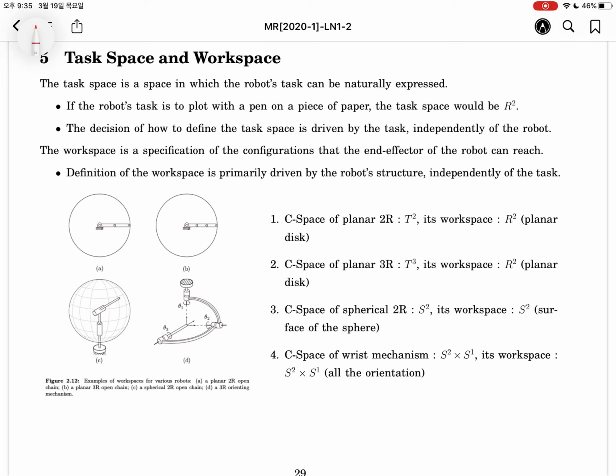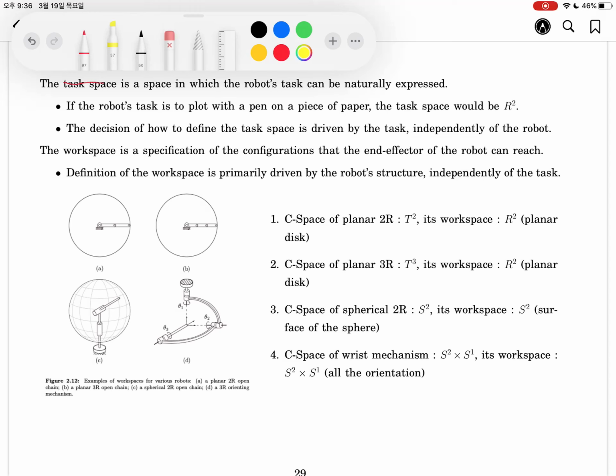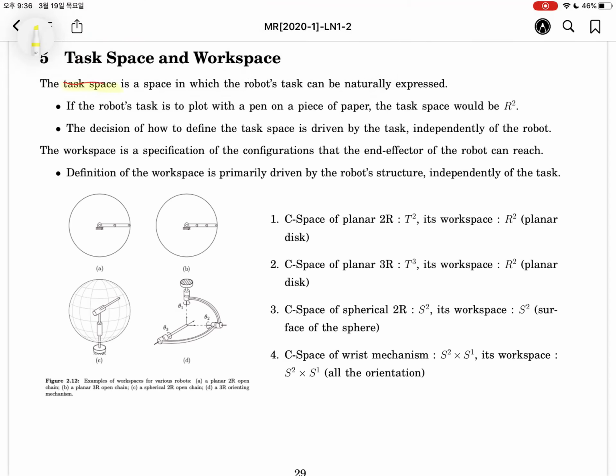The last topic is about the task space and the workspace. Okay, task space. The task space is a space in which the robot task can be naturally expressed. The task space is normally expressed by using the end effector frame. On the other hand, the workspace is a specification of the configurations the end effector of the robot can reach.